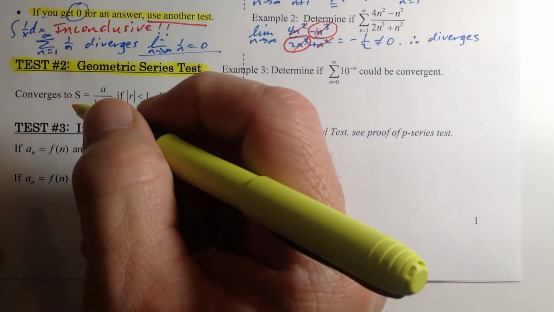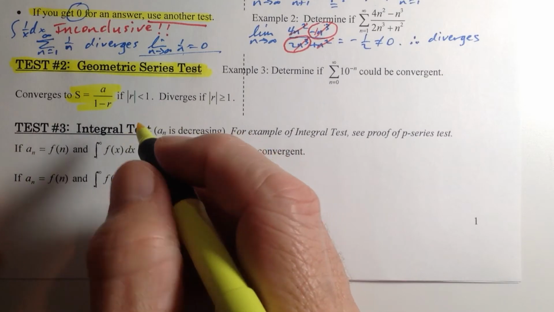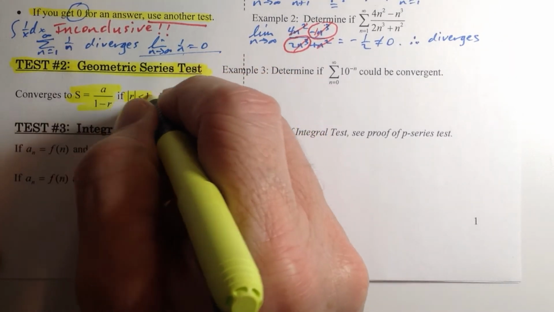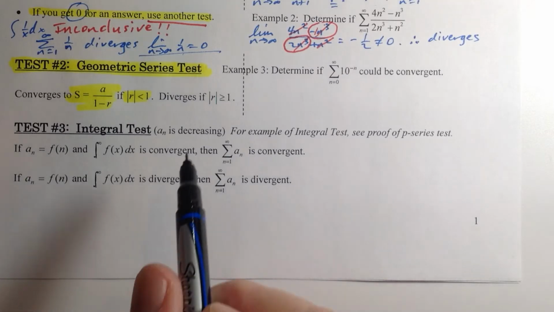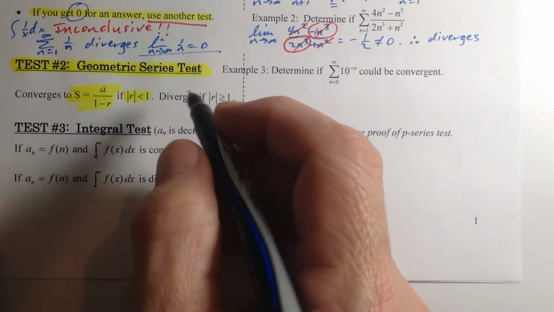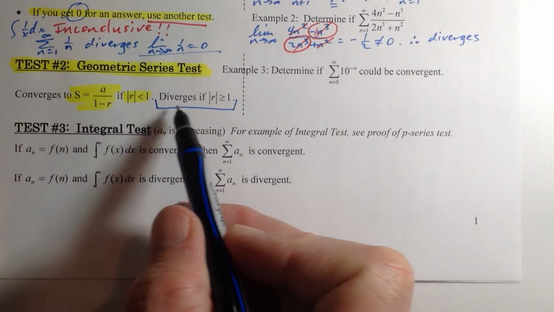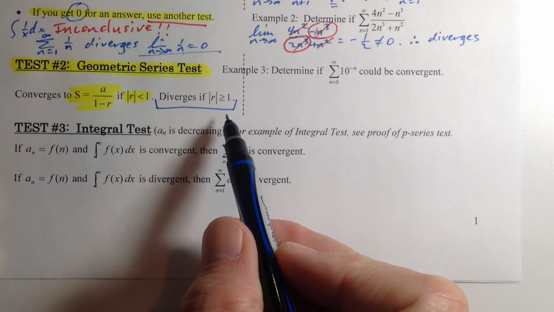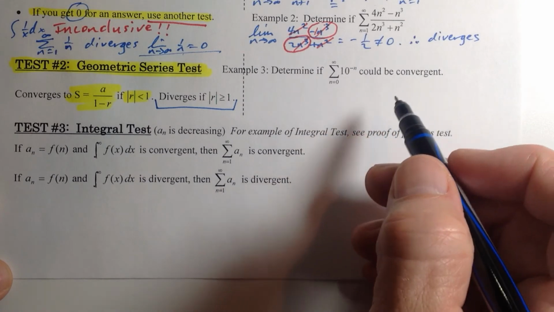As you can see, we know that the sum of a geometric series is a over 1 minus r, as long as the absolute value of r is less than 1. And so if you do happen to be fortunate enough to get a geometric series, then you know that the series converges as long as that absolute value of r is less than 1. And it diverges, so this is one where you do get both. You get converging if one thing is true, diverging if something else is true. And so let's take a look at example 3 to see if this series could be convergent.